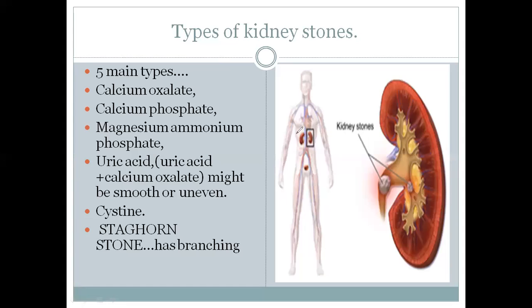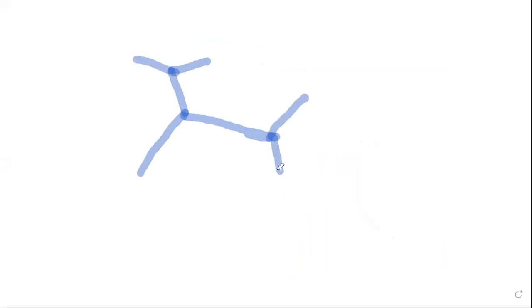Here, the staghorn stones have horns like this, then like this, then like this. They are branched and branched and branched, like horns, and these stones develop in this type of shape. Okay, next, let us go back to the presentation now.